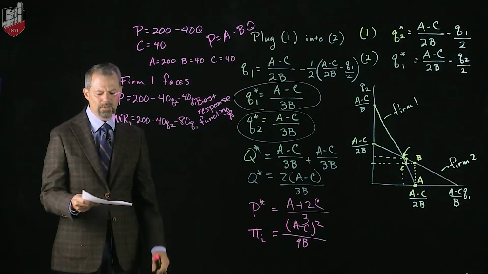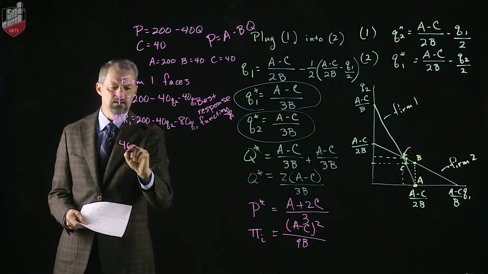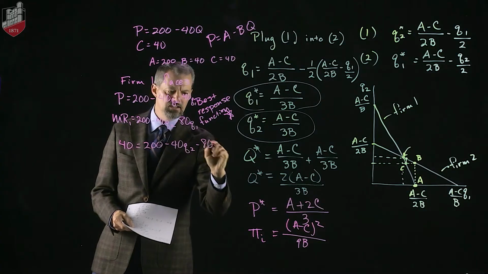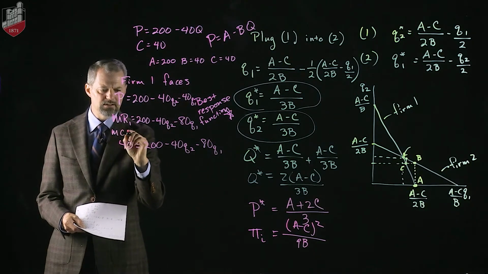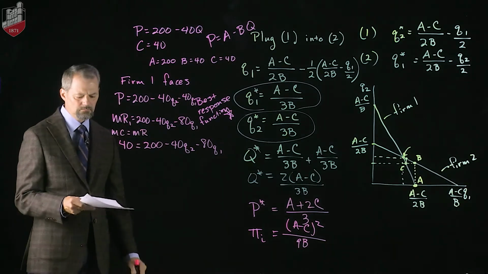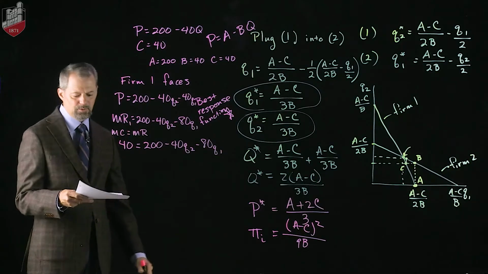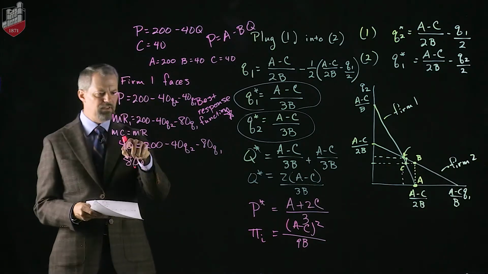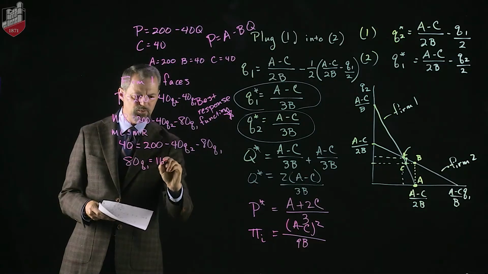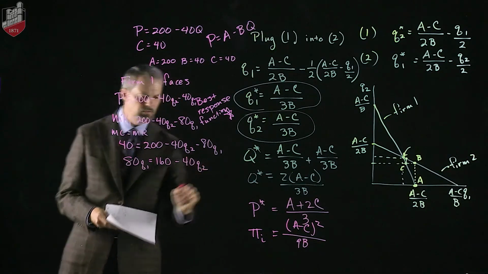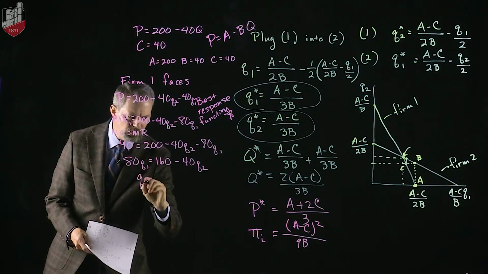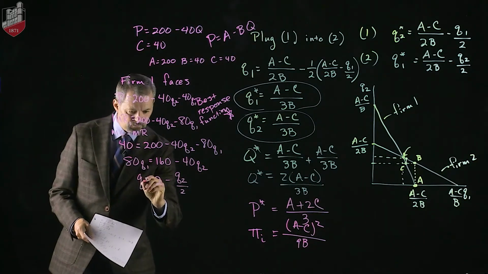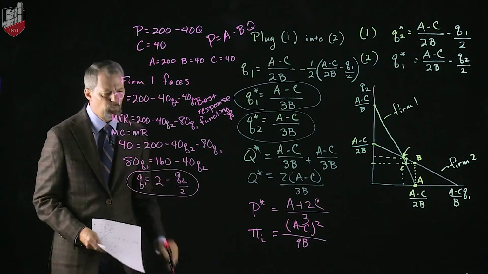I'm going to set marginal revenue equal to marginal cost. My marginal cost is 40, equal to marginal revenue, 200 minus 40Q2 minus 80Q1. And then we're going to work through that algebra. I'm going to move my Q1 over here so I get 80Q1. I'm going to move that 40 to this side and subtract it from 200. That's going to leave me with 160 minus 40Q2. And then I'm going to divide through by 80. I get Q1 equals 2 minus Q2 over 2. That's my best response function for firm 1.